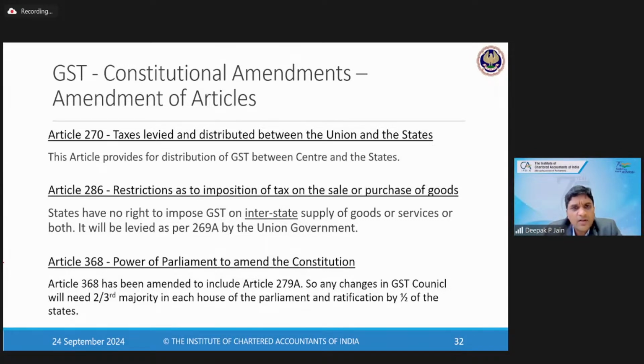I think this chapter will be only theoretical. There will not be any practical questions in this. 366 defines GST. You're right.